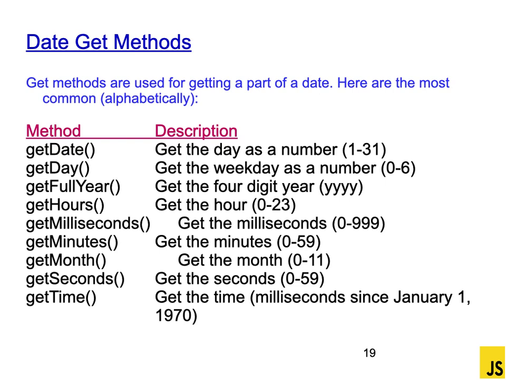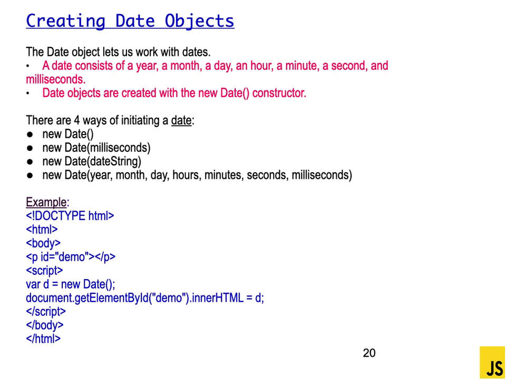getMinutes gets the minutes, 0 to 59. getMonth gets the month, 0 is January and 11 is December, 0 to 11. getSeconds gets the seconds, 0 to 59. getTime gets the time in milliseconds since January 1, 1970. So these are some of the get methods associated with the date object. How to create a date object?